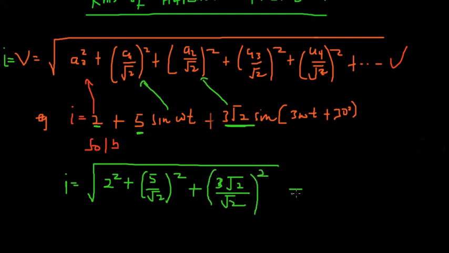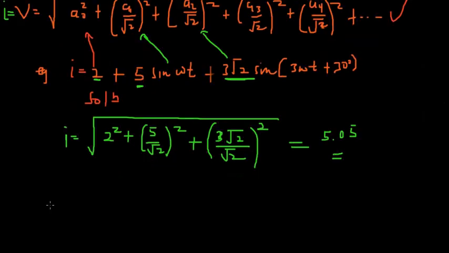When you compute all of this, when you punch this on your calculator, you end up with a certain value of 5.05. This will be your harmonic current. So now let's take another example.